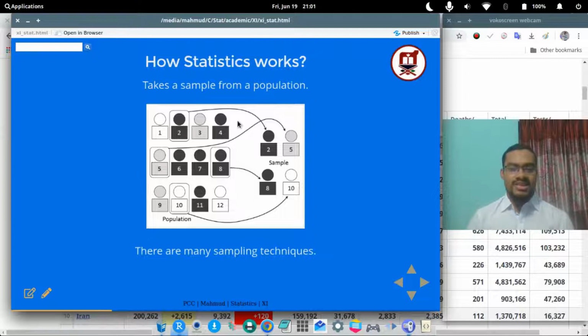And there are many sampling techniques for how to draw a sample from a big population, and there are many analytical procedures, such as time series analysis, regressions, and many other complex procedures to come to decisions from those data.